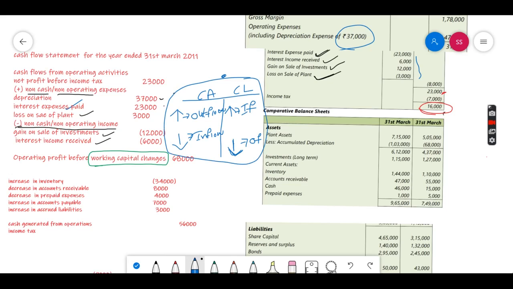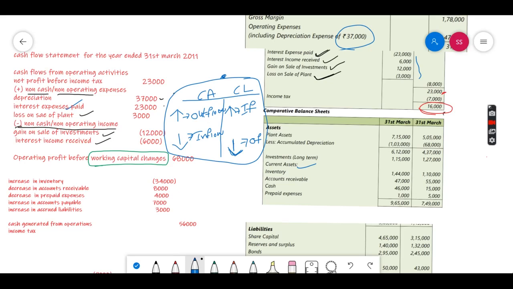If you don't understand this, I suggest you watch the second part, then you will understand this. Anyway, so here we have current assets. We need to give an effect for working capital, which is nothing but current assets minus current liabilities. So let's deal with the current assets first.